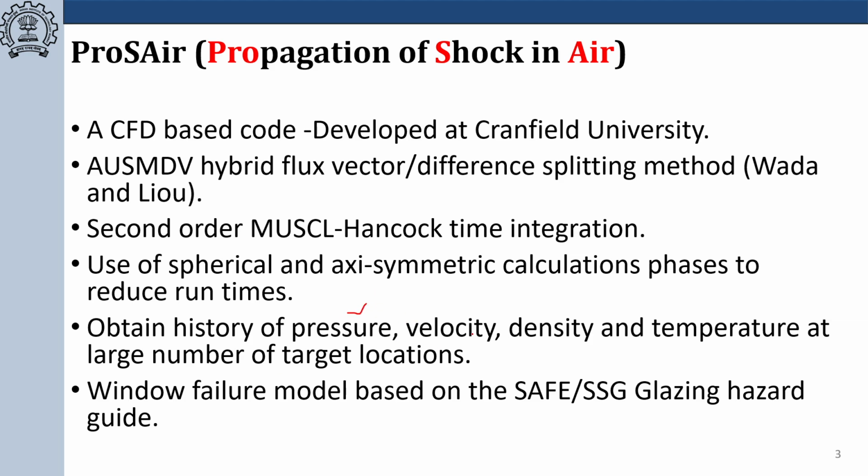And we can obtain pressure history, velocity, density and temperature at a large number of target locations, which are nothing but your gauge points. Wherever you want to identify the parameters, you have to place a target location. Another option is a window failure model based on safe and glazing hazard, an additional feature for when the blast load hits the window, but we are not going to discuss that in this presentation.